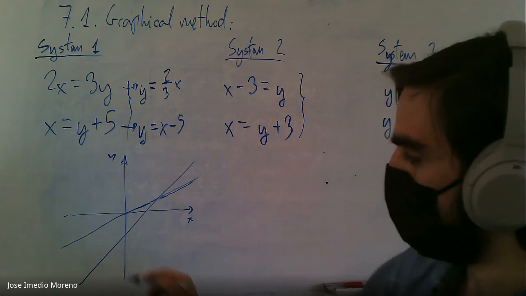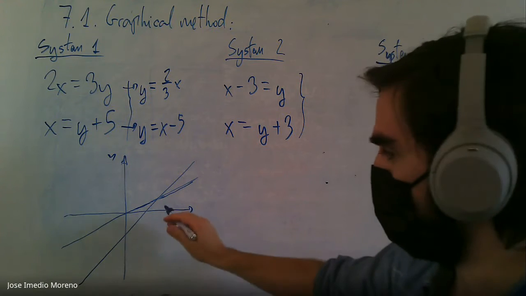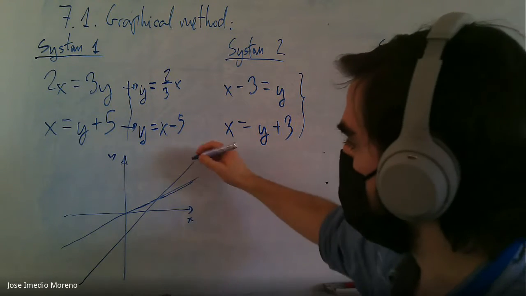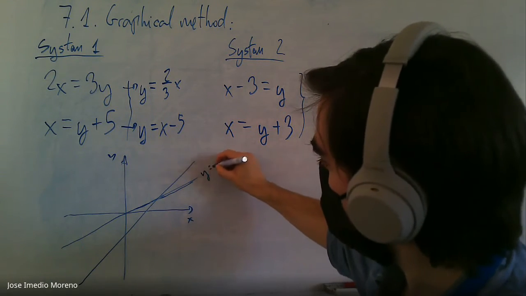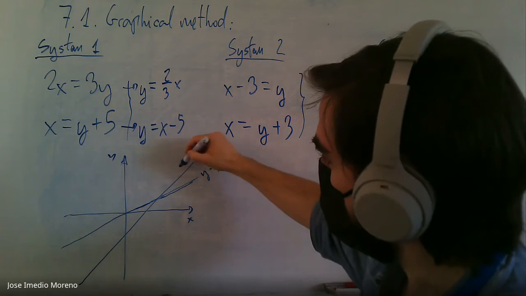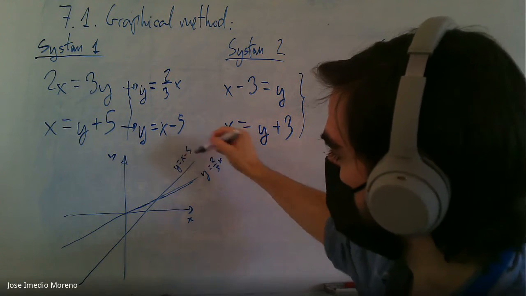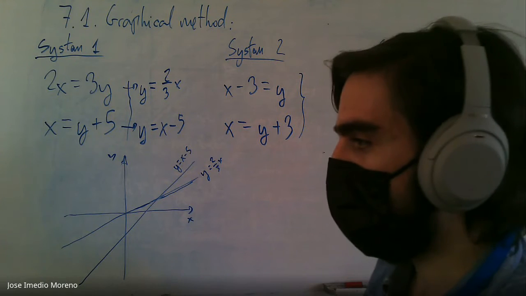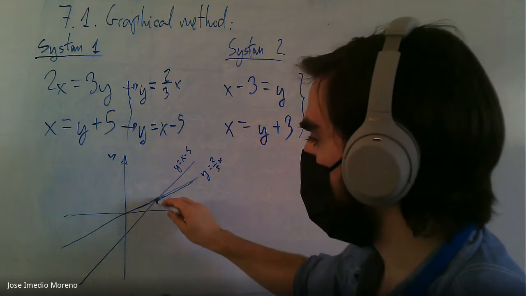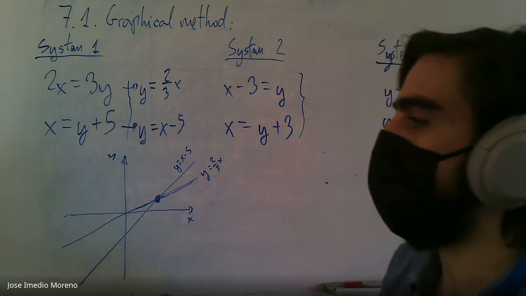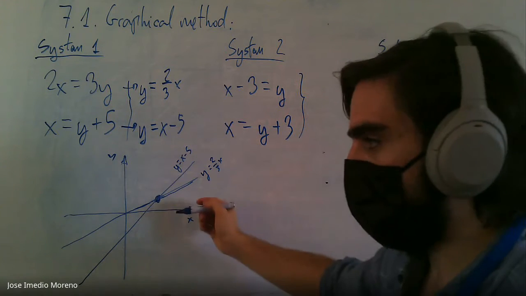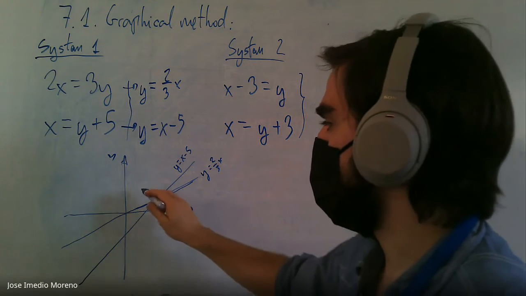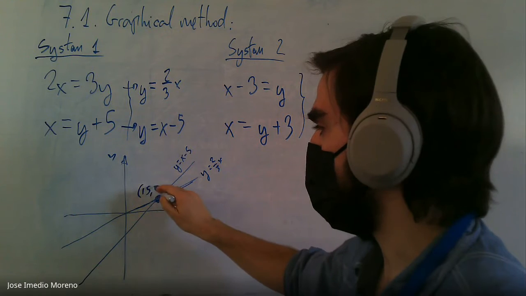Maybe not too steep, but that's the idea. They would look something like this. This is y equals 2/3 of x, and this is y equals x minus 5. But the important thing here is that they are crossing each other at one point. If you solve the system, you will see this point is actually (15, 10).